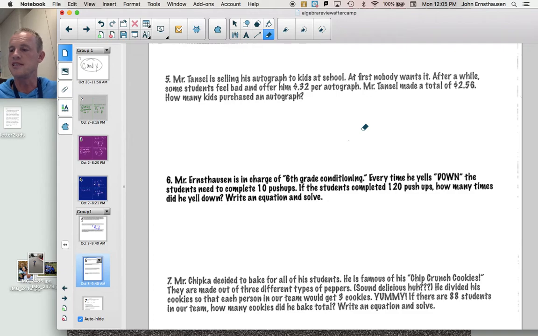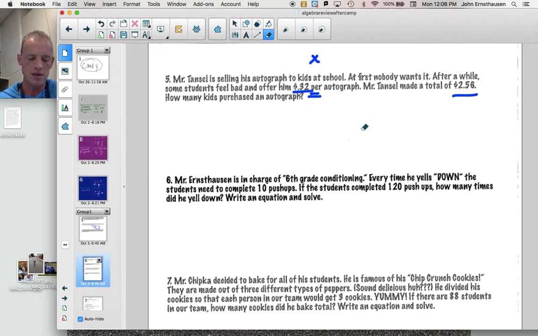Mr. Tanzel is selling his autograph. I know, you guys are excited. You want to get in line. I get it. At first, nobody wants it. After a while, some students feel bad and offer him 32 cents per autograph. Real big clue right here is the word per, which usually means to multiply. Mr. Tanzel made a total of $256.